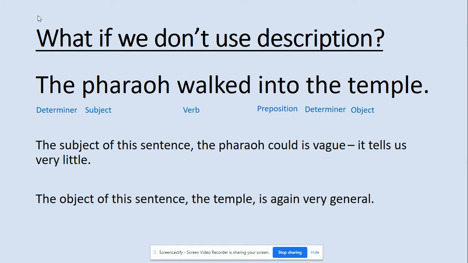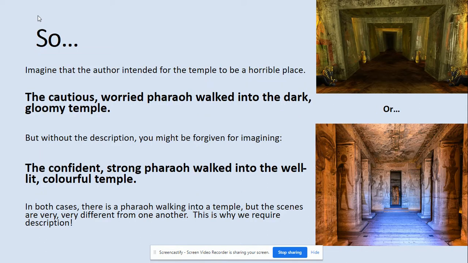Now, the subject of this sentence, the pharaoh, it's vague. My apologies, I don't know why I've written it like that, but it's generally vague. It tells us very little. We just know it's a pharaoh. Okay, we don't know which pharaoh, don't know what the pharaoh's like. The object of this sentence, the temple, is again very, very general. It doesn't tell us a great deal about the temple.